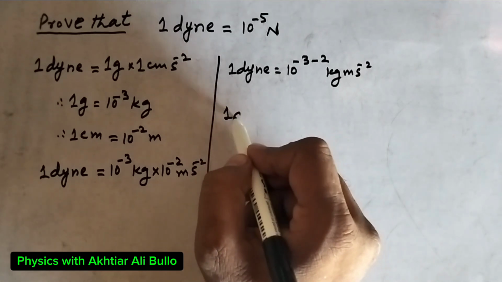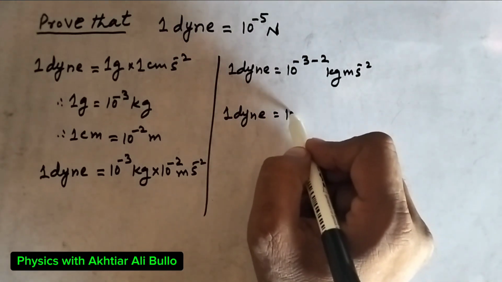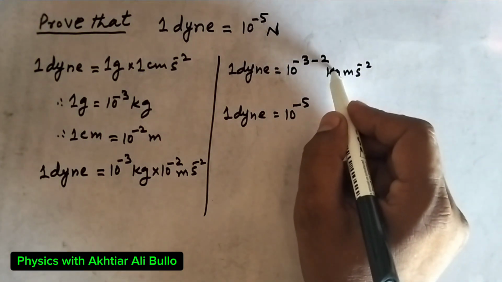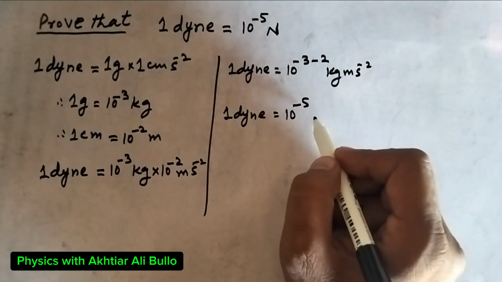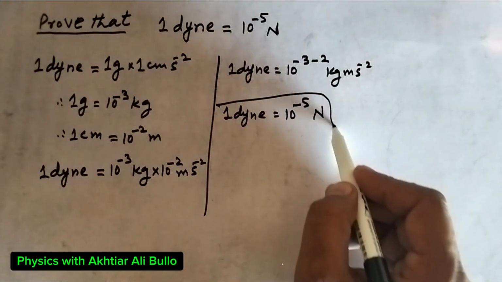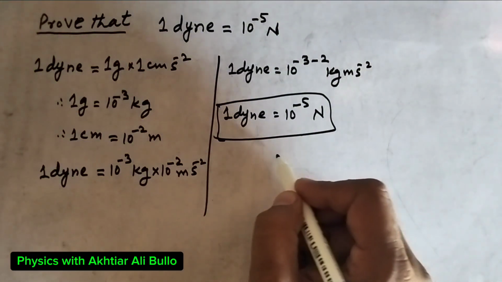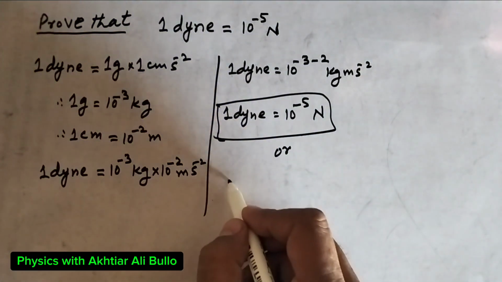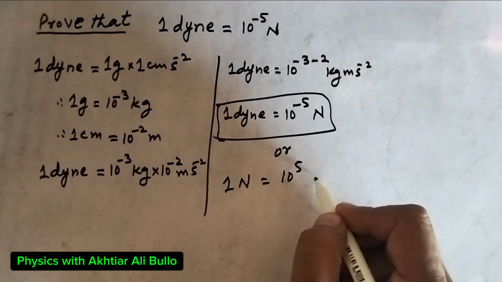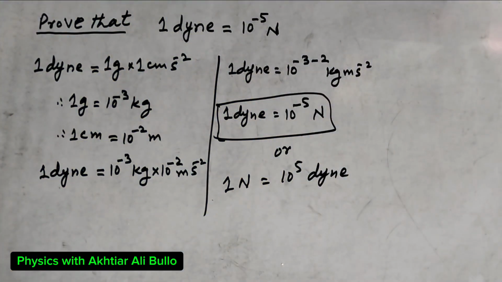So 1 dyne will be equal to 10 raised power minus 3 minus 2, it will be minus 5, kilogram into meter per second square, which is equal to Newton. So 1 dyne is equal to 10 raised power minus 5 Newton, or we can also write it as 1 Newton is equal to 10 raised power 5 dyne. Thank you.